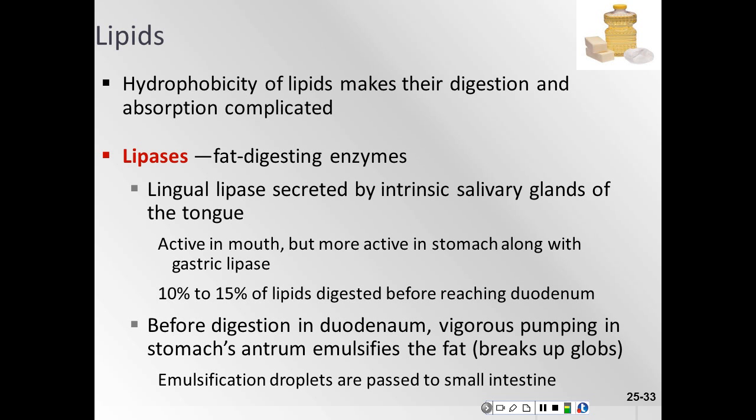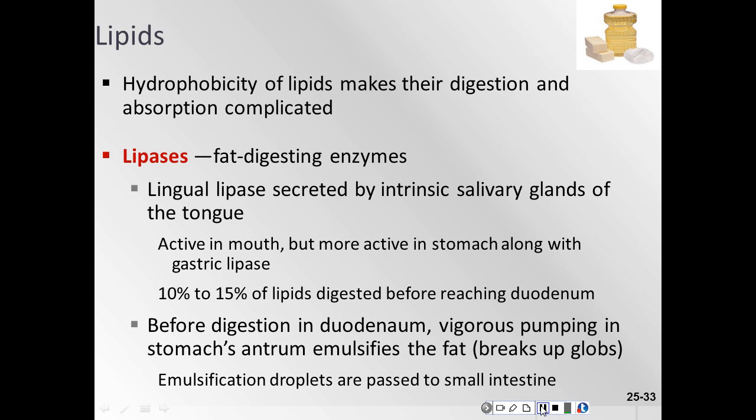Now lingual lipase, secreted by the intrinsic salivary glands of the tongue, digests a small amount of fat while food is still in the mouth, but becomes more active in the acidic pH of the stomach. Now gastric lipase makes a much larger contribution to pre-duodenal fat. So that's the fat right before it gets into the duodenum of the small intestine, so you know it's still in that pyloric region of the stomach. The gastric lipase helps break down the fat.